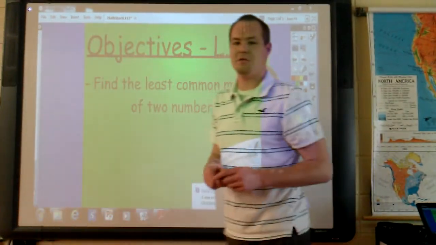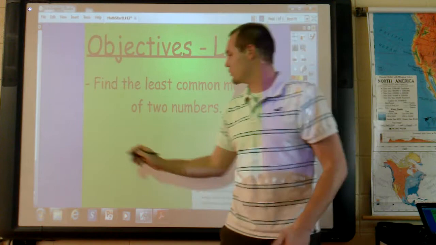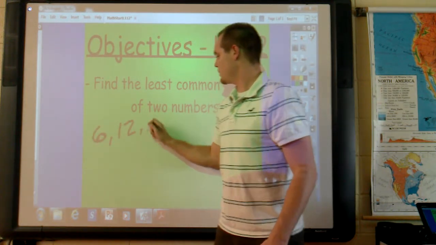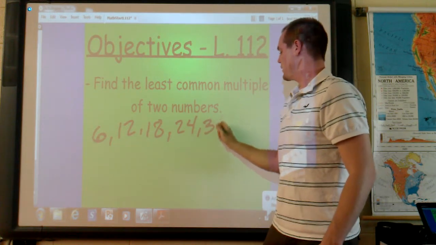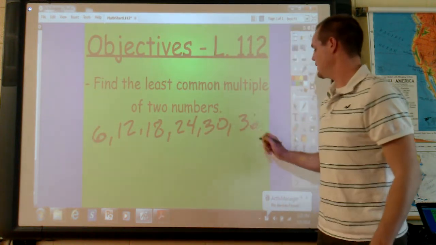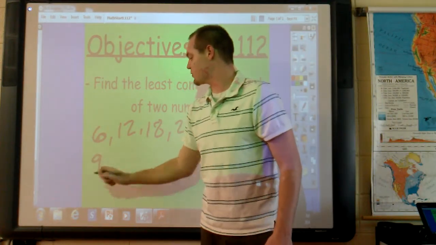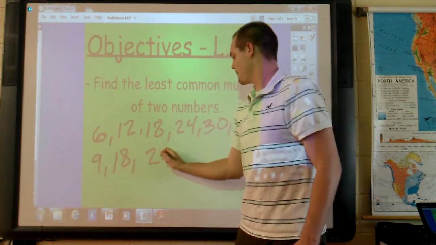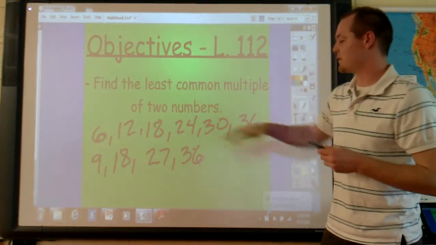Now I know one of the problems in our lesson today asked you to find the first 6 multiples of 6, which are 6, 12, 18, 24, 30, and 36. Okay, that was part A. Part B said find the first 4 multiples of 9. Okay, today we're basically doing that.